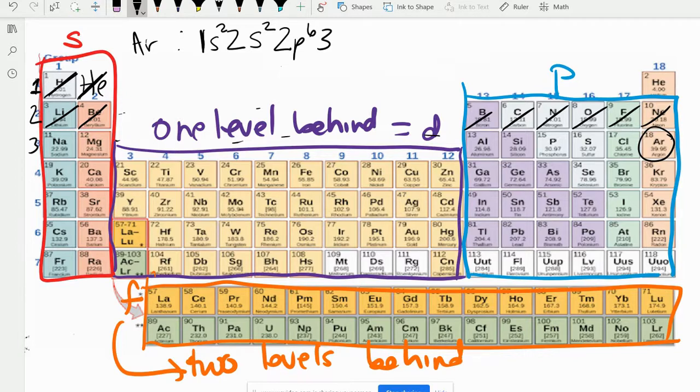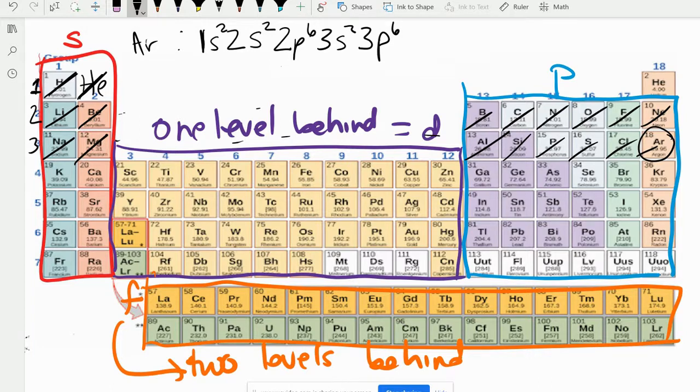Now we go down to the third row and we count off sodium and magnesium. We counted off 2 in the S block, so it would be 3s2. Go ahead and count on over all the way to argon in the P block now. 1, 2, 3, 4, 5, 6. We're still in the third row. We're in the P block and we counted off 6. So that's the electron configuration for argon.